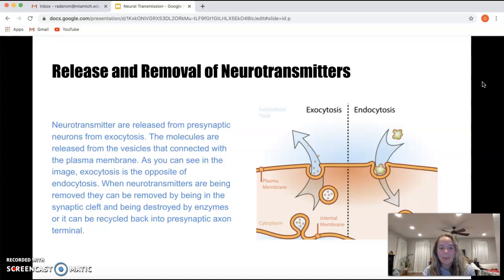When neurotransmitters are being removed, they can be removed by being in the synaptic cleft and being destroyed by enzymes, or they can be recycled back into the presynaptic axon terminal. So they actually will be recycled and reused in the presynaptic terminal.